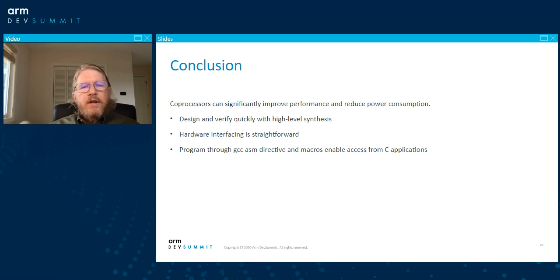It allowed us to run our SHA-256 hashing algorithm about 7 times faster and use significantly less energy to perform that computation. Using high-level synthesis, we could really target any algorithm that was appropriate for a coprocessor and plug it right into this design quickly and easily.